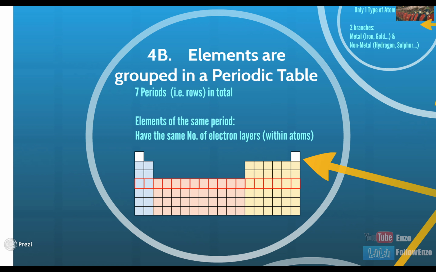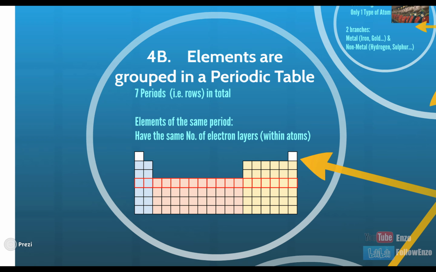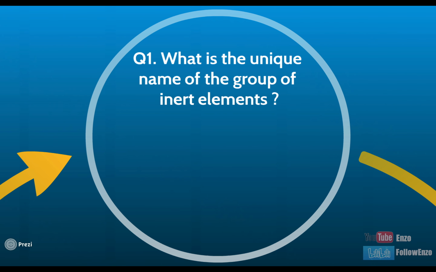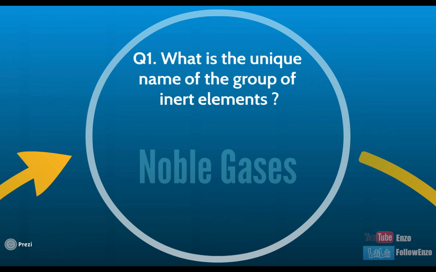Alright, after the conclusion part, let's take a look at some questions. The first is, what is the unique name of the group of inert elements? Do you guys know it? Let me give you some hints. They are inert and not reactive, always exist in the form of monatomic, and only contribute to a negligible percentage to air. They are noble gases.